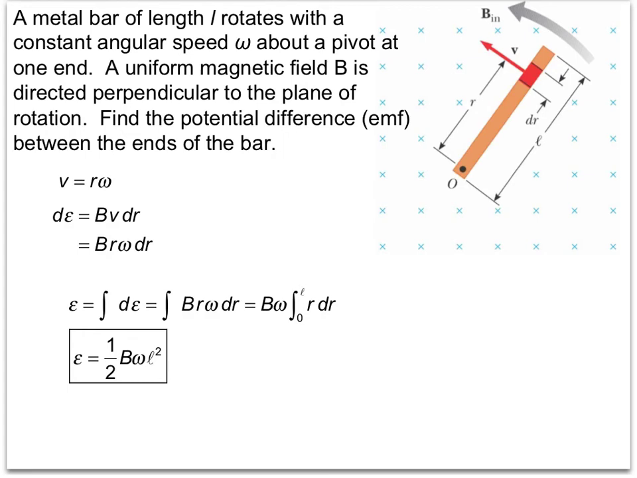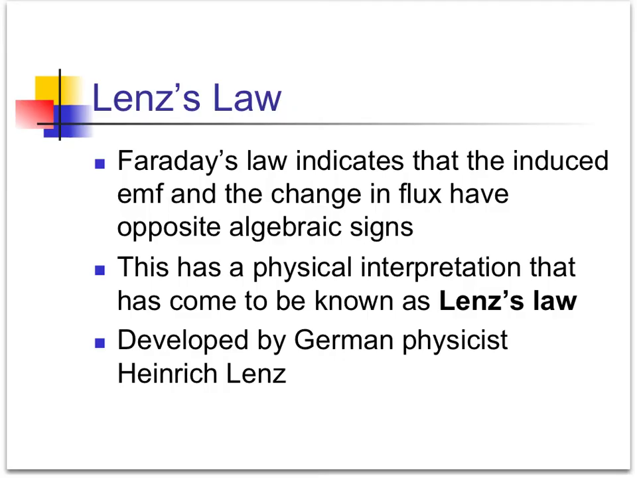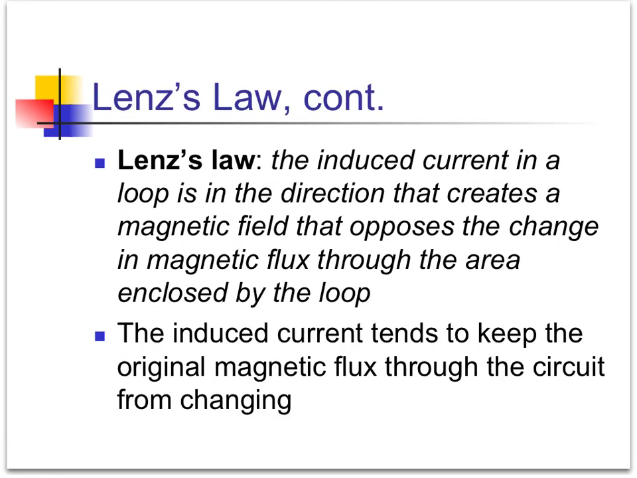Now, a German physicist named Heinrich Lenz came up with a way of determining the direction of the induced current. Faraday's law indicated that the induced EMF and the change in flux have opposite algebraic signs, and that had a physical interpretation. We now know that as Lenz's law. Lenz's law states the induced current in a loop is in the direction that creates a magnetic field that opposes the change in magnetic flux through the area enclosed by the loop. In other words, the induced current tends to keep the original magnetic flux through the circuit from changing.